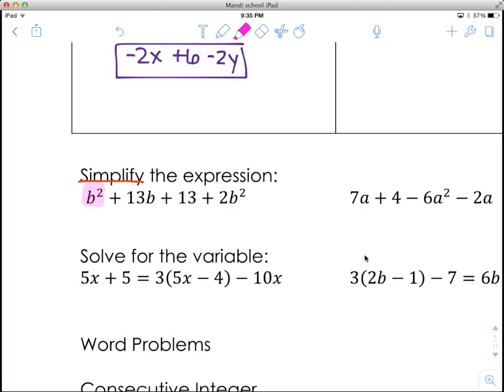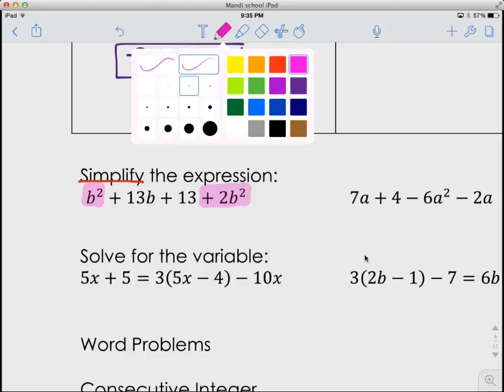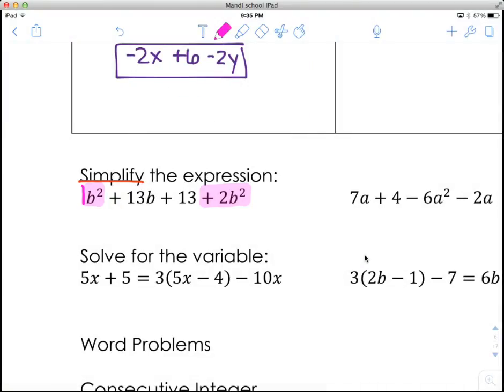So here's a b squared, and here's a b squared. So there's a 1 before that one. 1b squared plus 2b squared, 3b squared. You only add the coefficients. You do not do anything with the variables. And then I have a b, but I don't have another b, so we just write that down. And I have a number, but I don't have another number to add it to, so I write it down.